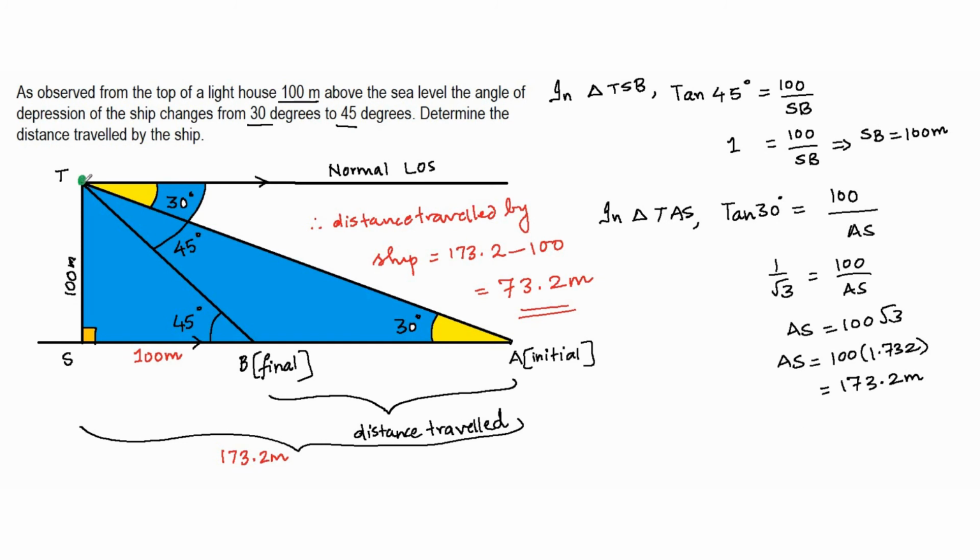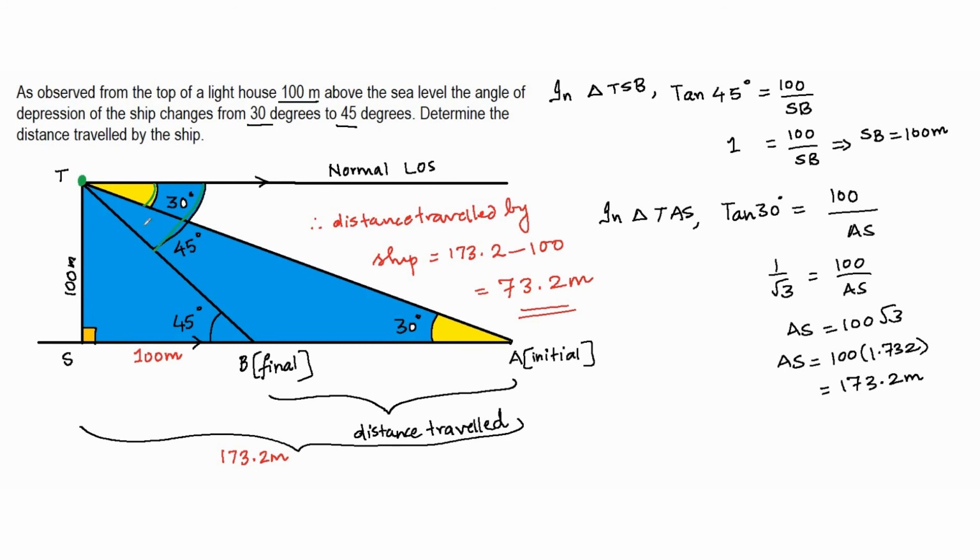You are standing on the top of a lighthouse. You have a ship which is coming towards you. You do not know the speed at which the ship is moving. You are only measuring the angles of depression at two particular instances.